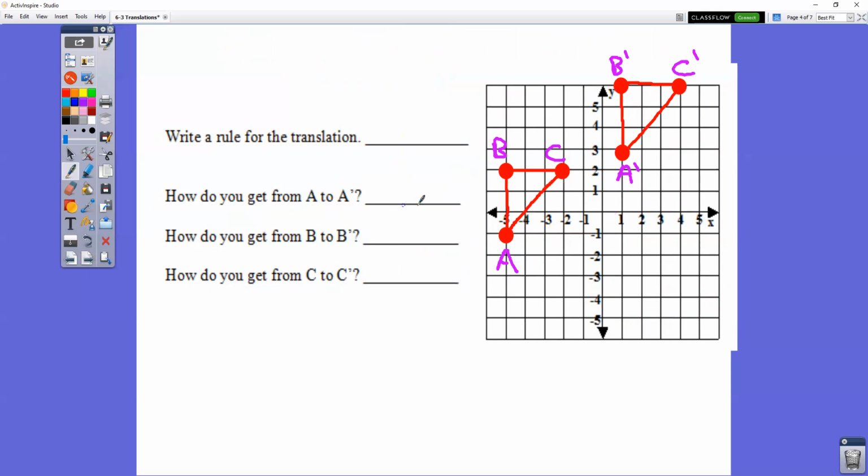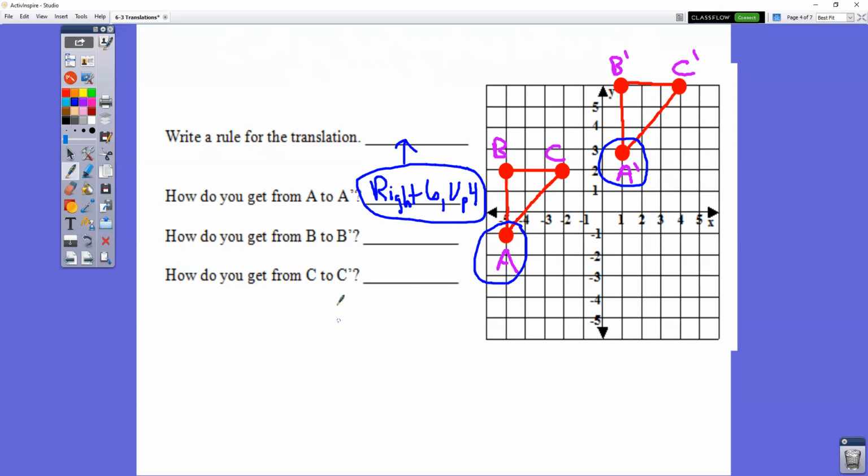So again, do you have to find each and every one of these? No, because they're all going to be exactly the same. How do you get from A to A prime? And you can choose whatever letter you want. I just like to always choose A. So remember, the first thing you need to do is left or right. So we're going 1, 2, 3, 4, 5, 6 places to the right. 1, 2, 3, 4 places up. So we went right 6 and we went up 4. That is going to be your rule. That's exactly what you would put for the rule right there.